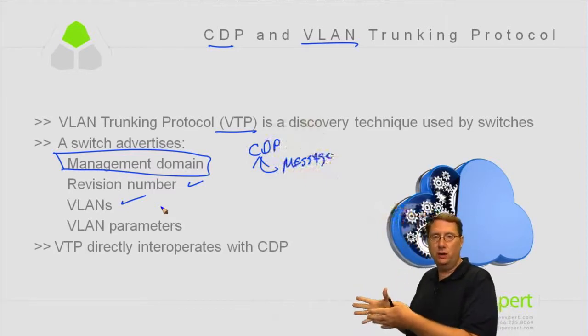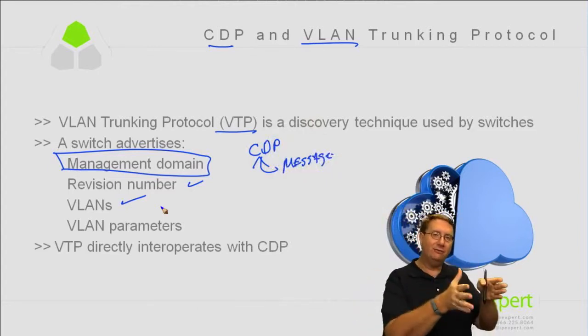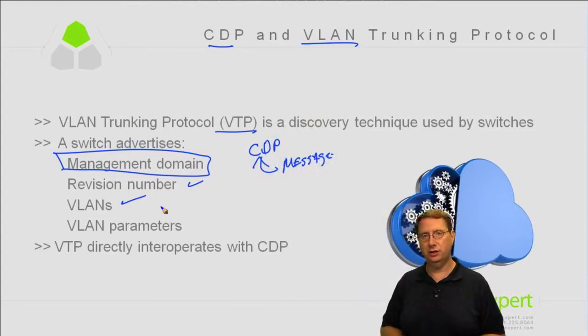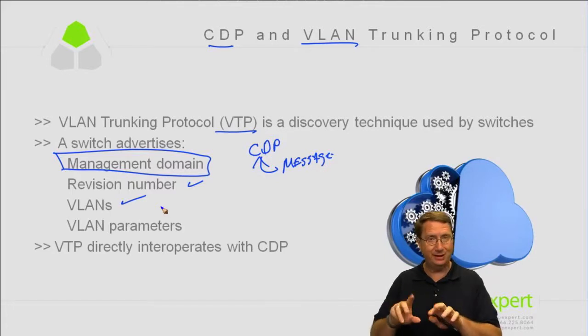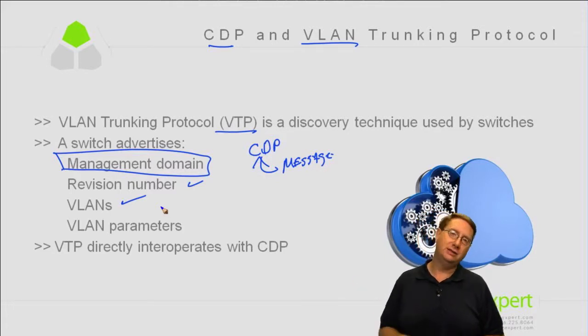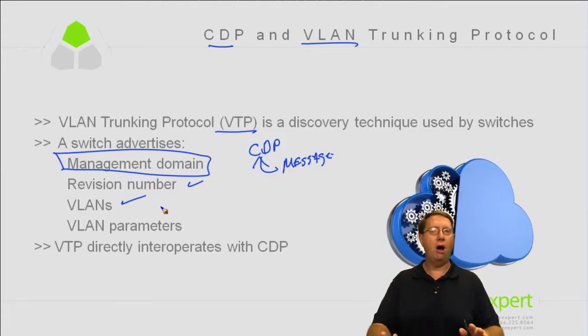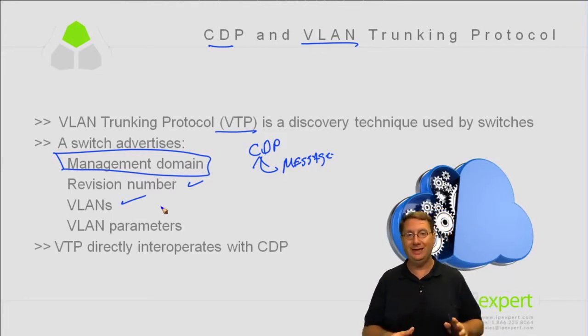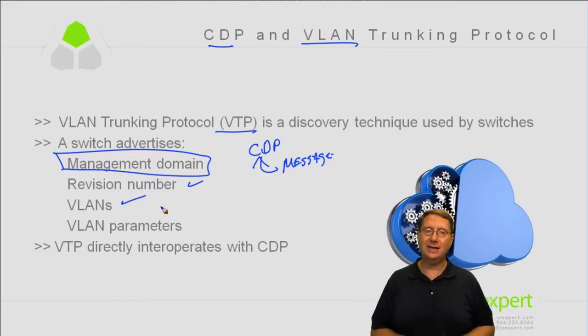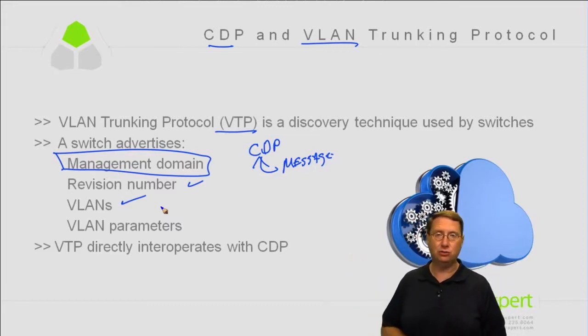So if I have 100 VLANs on one machine, rather than having to go to every individual switch in my infrastructure and doing the same configuration where I may make a fat finger mistake, I can rely on something like VTP to propagate it. Now, we'll talk about the nuances, the problems, and the issues associated with VTP in the VTP section. But like I said, what we want to point out here is that we have this direct entanglement with CDP.